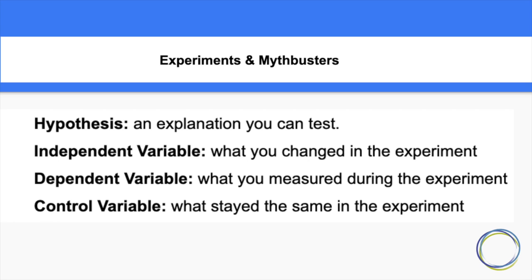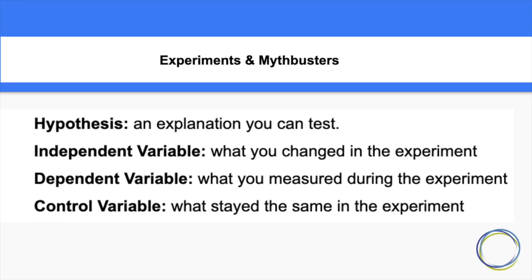So for any kind of experiment, you have a hypothesis. This is your educated guess. It's an explanation of what's going to happen and something you can test. You have something called an independent variable. This is what you changed in the experiment. So for the video you're about to watch, look at what they're changing in the experiment, what the independent variable is going to be.